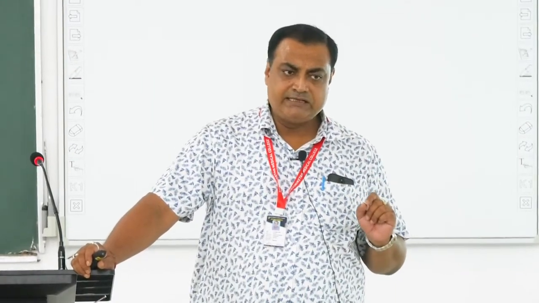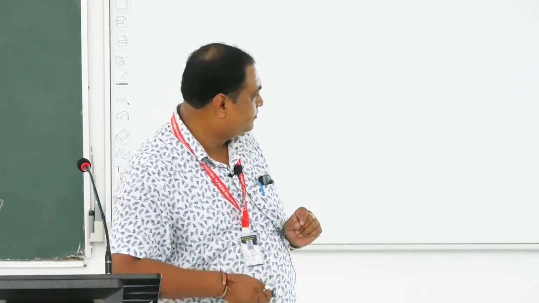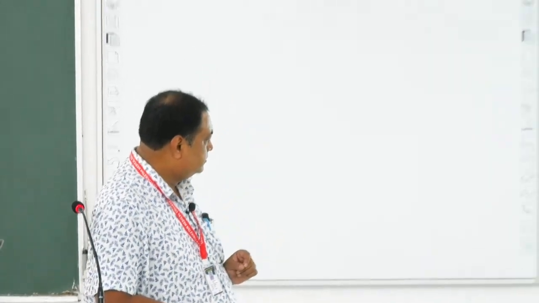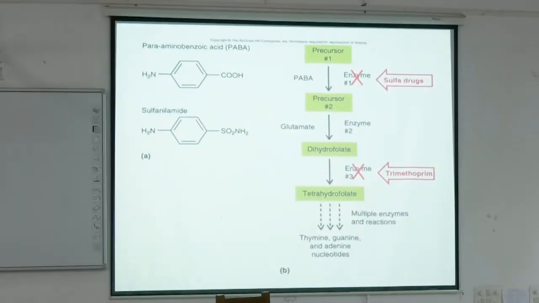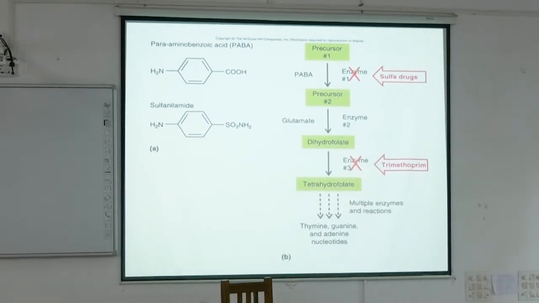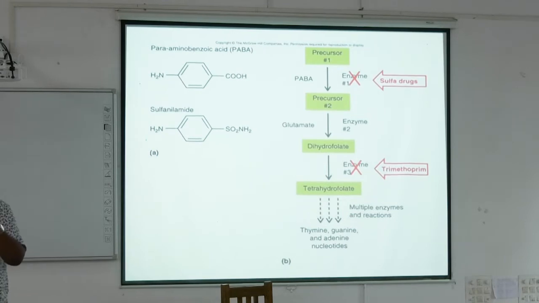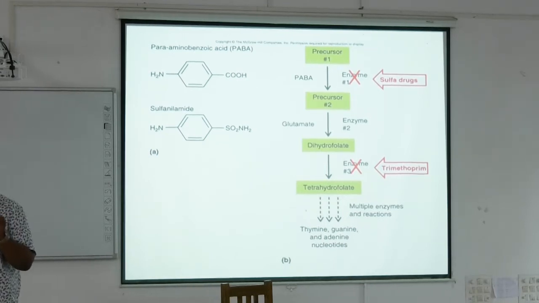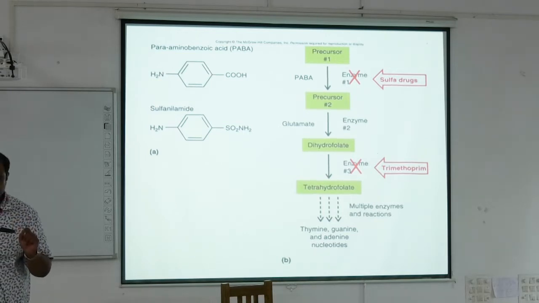These anti-folate agents inhibit the dihydrofolate reductase enzyme. This step, okay, and thereby they stop regeneration of tetrahydrofolate in our body. They stop regeneration of tetrahydrofolate in our body.